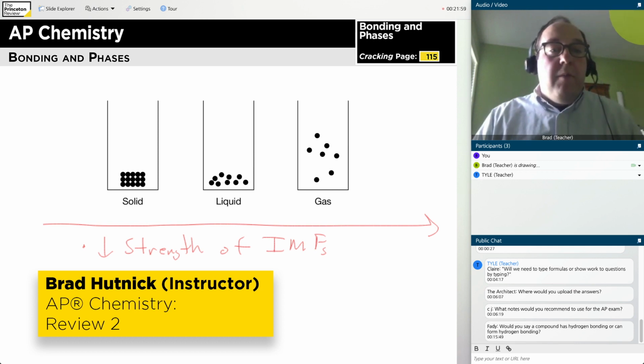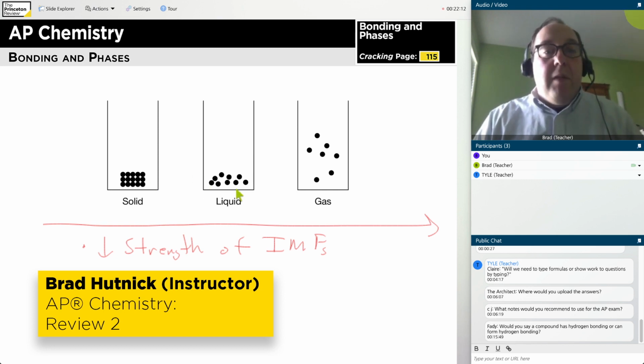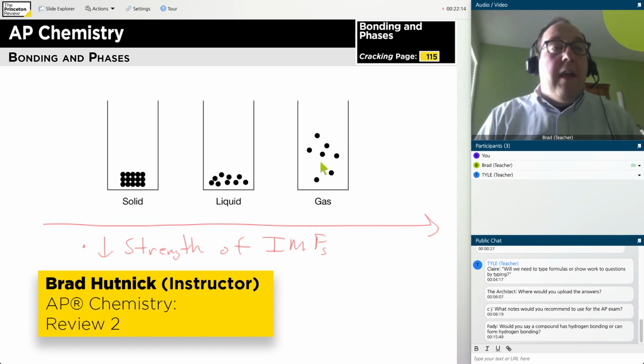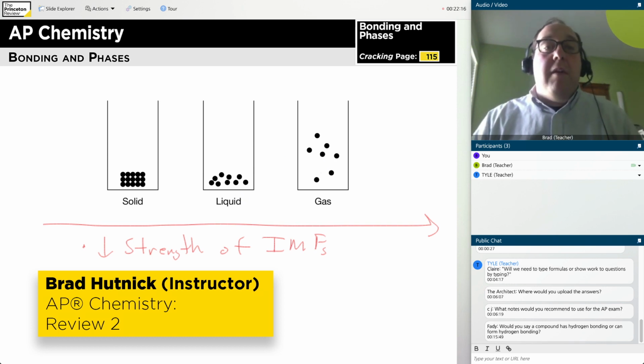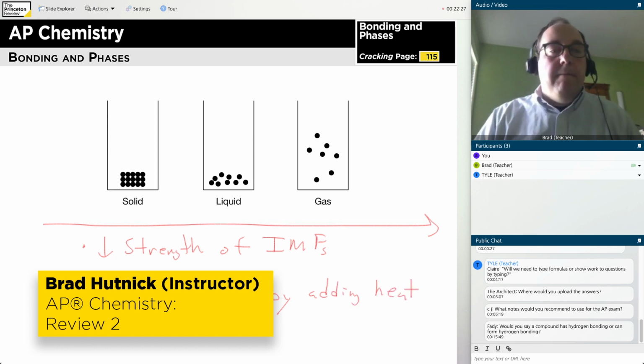As we move from left to right, we're also breaking intermolecular forces. And in terms of a phase change, if you think of this in your kitchen, you have some ice and you want to melt it, you need to do that by input of heat. If you have some liquid and you need to boil it, you need to do that again with input of heat. So we are breaking these intermolecular forces by adding heat to the system. So that's the sort of introduction to intermolecular forces.